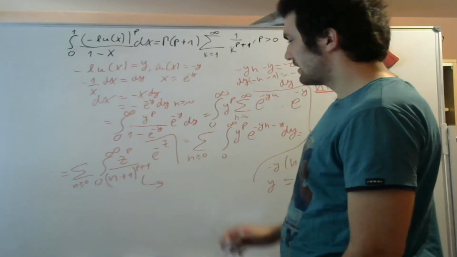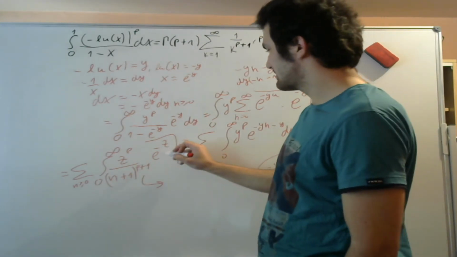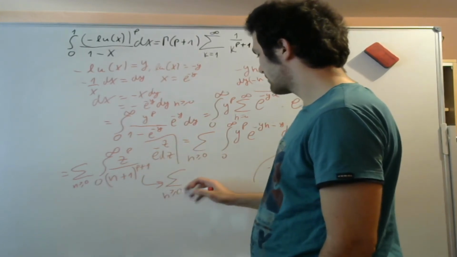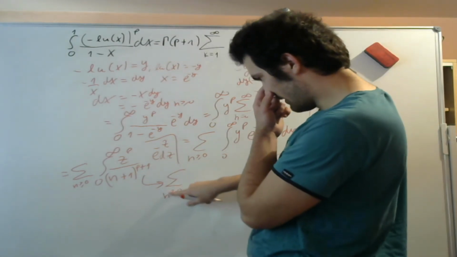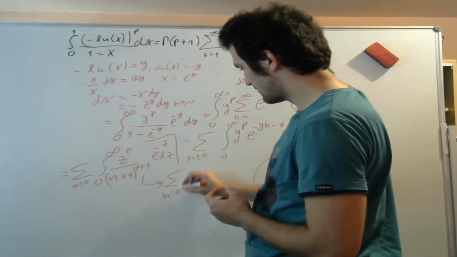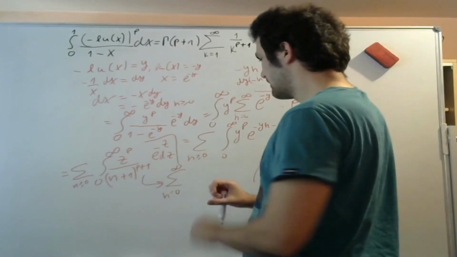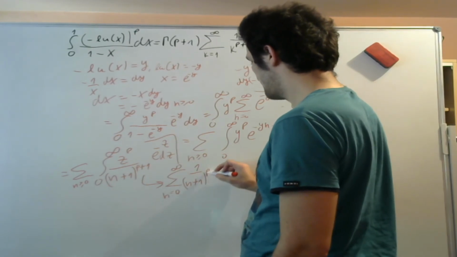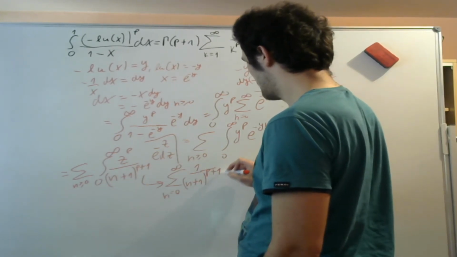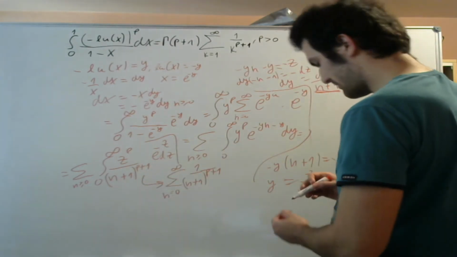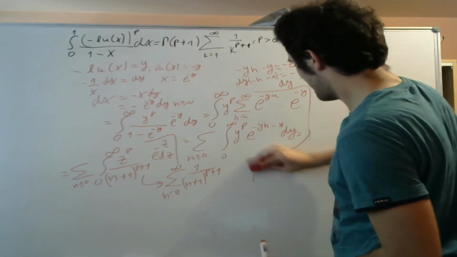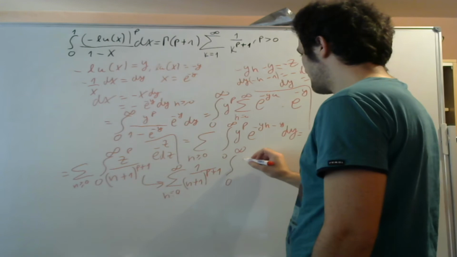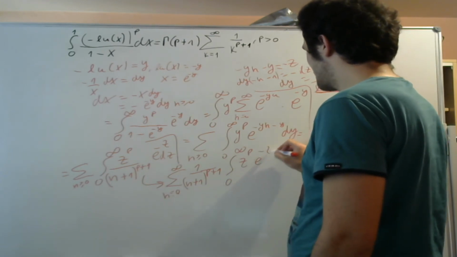Okay. Now let's take this in the front, since it is a constant with respect to dz. We will have a sum running from n greater or equal than 0, but let me write it a bit better so you know what I mean: 1 over (n+1) to the p plus 1. And what is left? Okay, let me erase this part, we really don't need it anymore. We have an integral from 0 to infinity, z to the p e to the negative z dz.